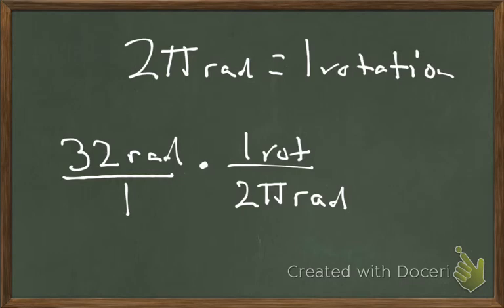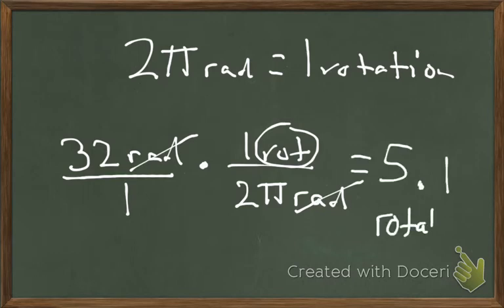Do this. If you've taken chemistry before, this is nothing new to you. It's just called dimensional analysis. So all you're trying to do is just cancel out the units you don't want and be left with the ones that you do want. So more of that you'll probably see in class. But anyway, we crank this out and we get 5.1 rotations. So it spun a little more than 5 times, just barely.